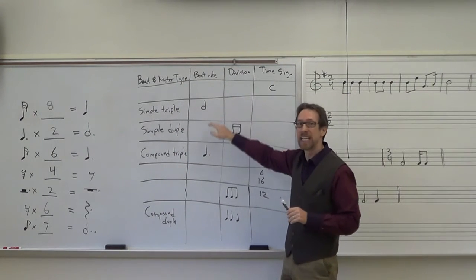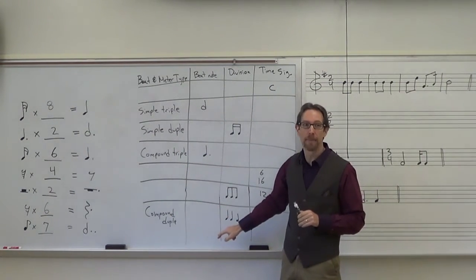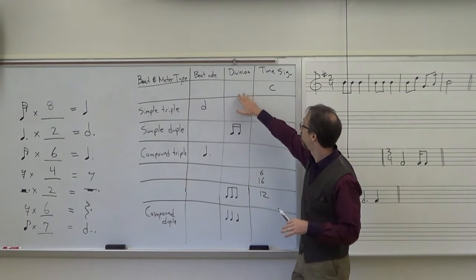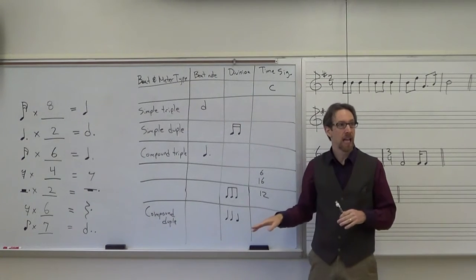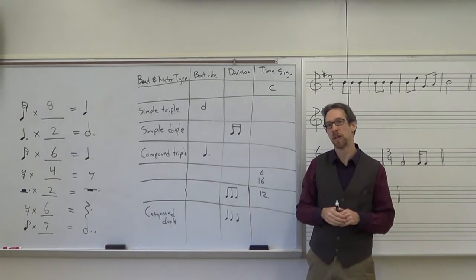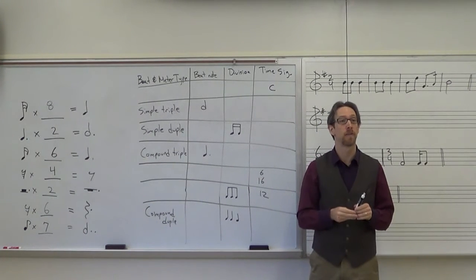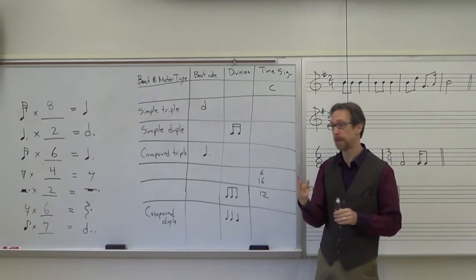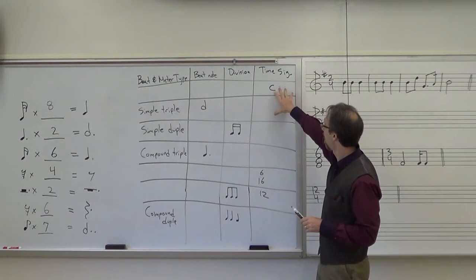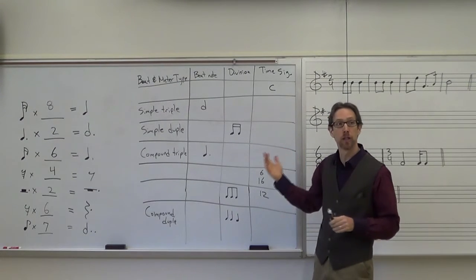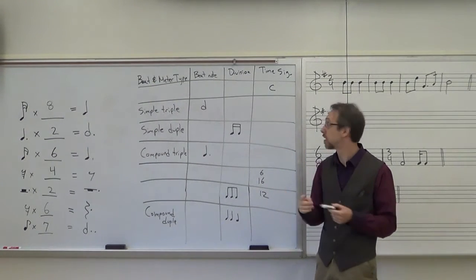What note equals one beat? What do you tap? Keep in mind the difference between simple and compound. Things get a little bit complicated there. The division of the beat: in a simple meter, the division of the beat is always into two parts. In a compound meter, the division of the beat is always into three parts. And then what our actual time signature is. And if you have some of this information, you should be able to figure out the rest.